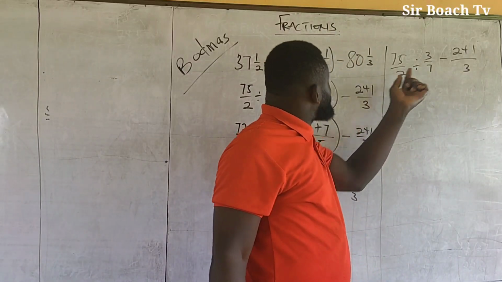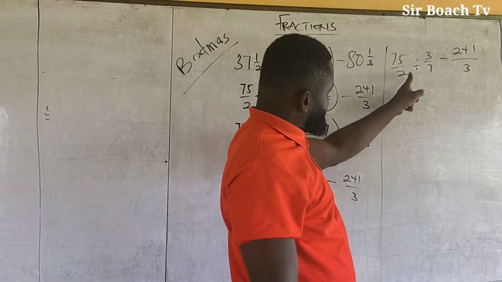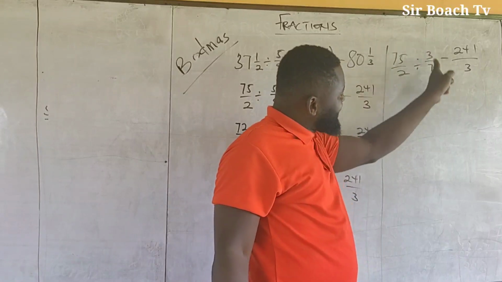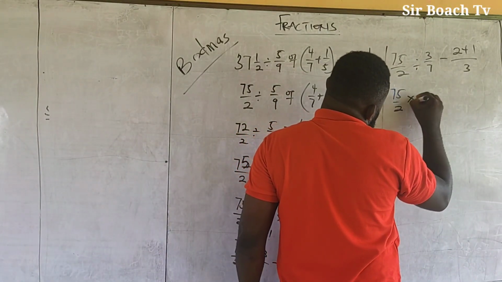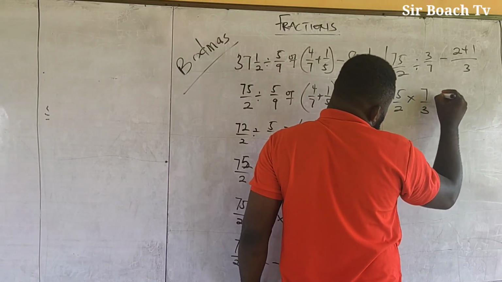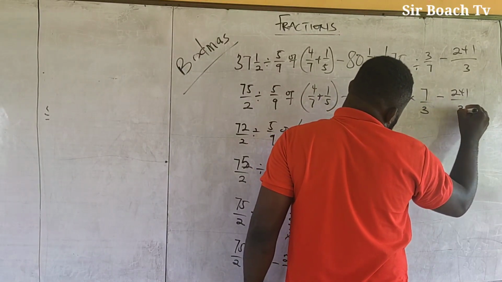Now we have division here. We are done with the off, so we are going to division. So the division, we reciprocate this fraction over here. We are going to get 75 on 2 times 7 on 3 minus 241 on 3.